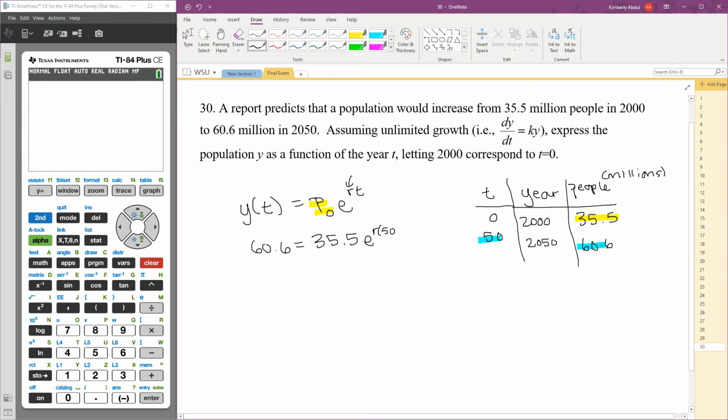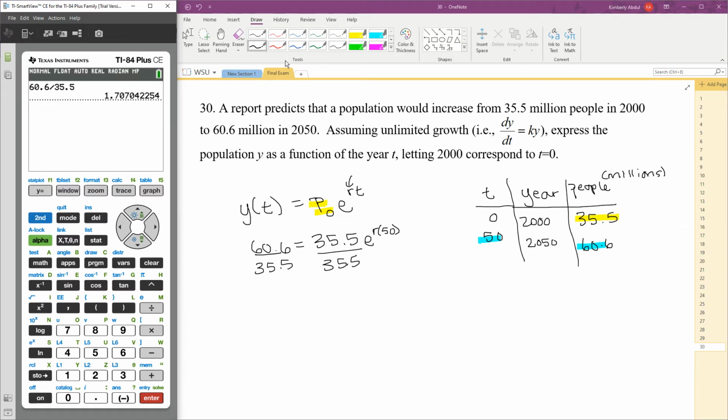Okay, so we're going to then need to solve this. The first thing we need to do is divide both sides by 35.5. So 60.6 divided by 35.5 would give us this number here. So we'll have 1.707 is equal to e to the 50 times r.